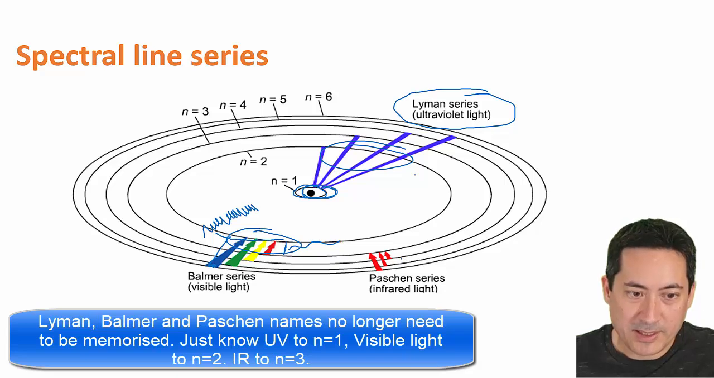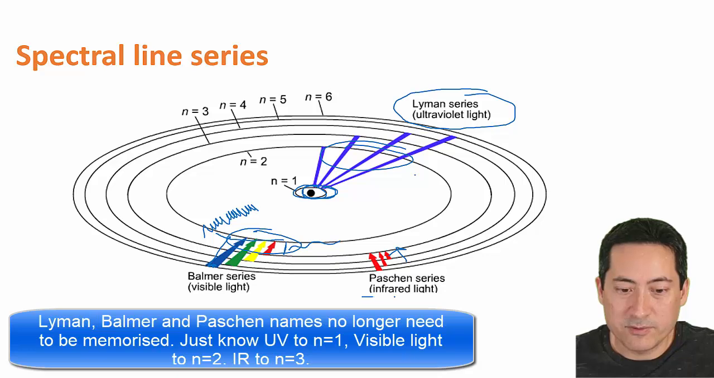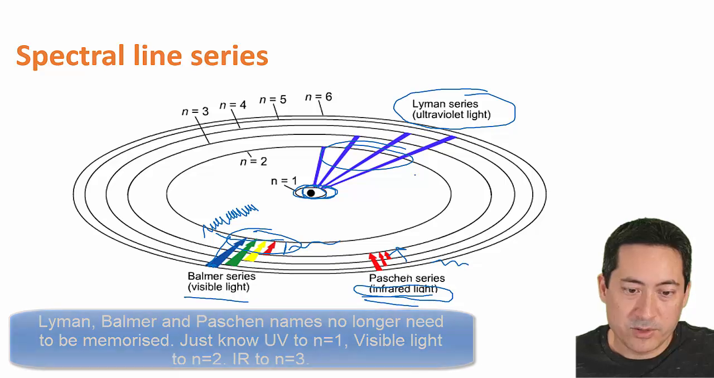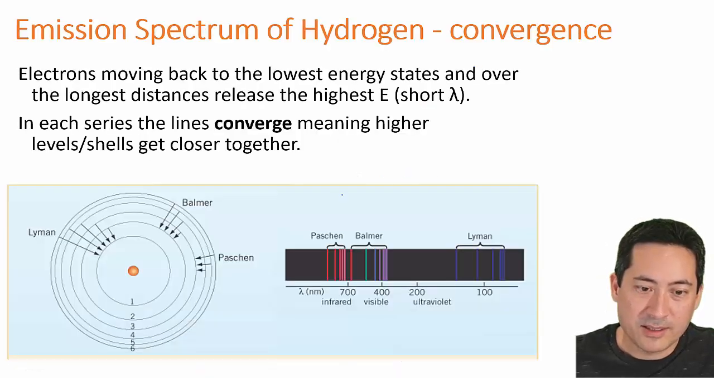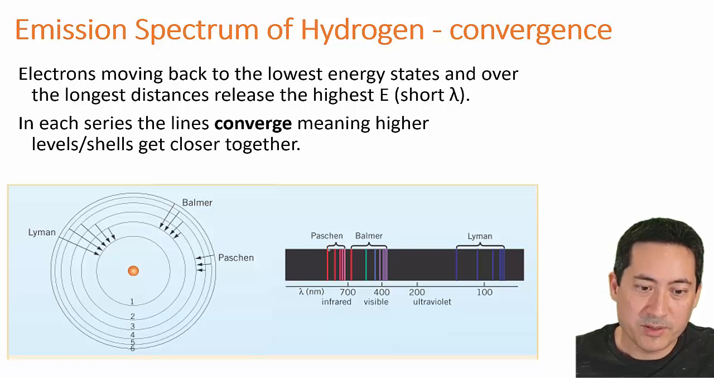Small movements back to the n equals 3, that's the Paschen series, so that's infrared, that's heat, and that's lower energy. So you need to know UV to n equals 1, visible light to n equals 2, and infrared light to n equals 3. And so this is another big reason why we understand how electrons are arranged around atoms, because we can see exactly where they're going back to and where they've come from.